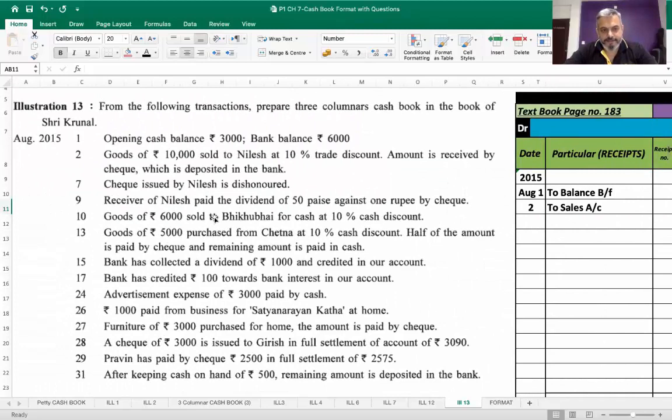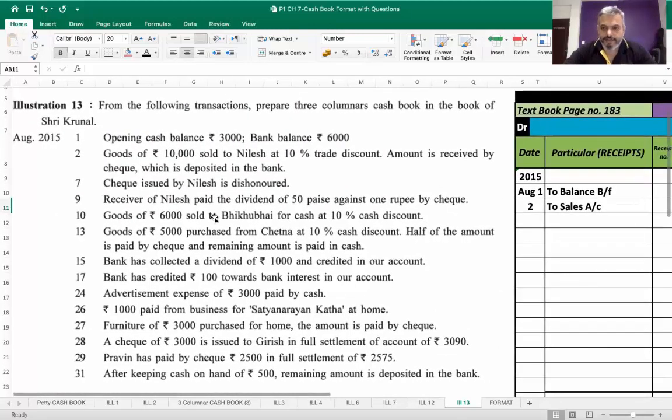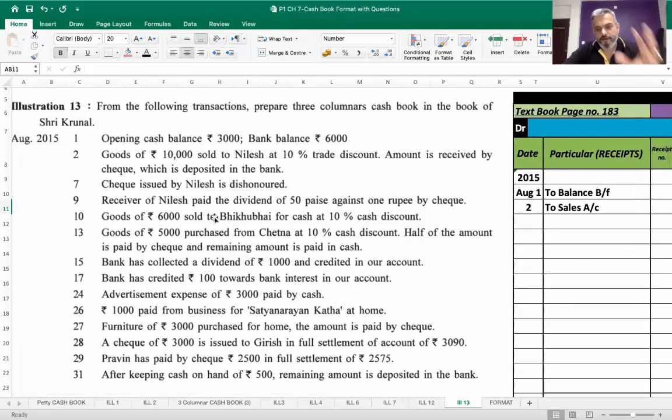Now 9. Now look, Nilesh has become insolvent, because the word receiver comes. So who is a receiver? A receiver is a person appointed by the court who will sell the assets of the insolvent person and pay off the liabilities. Now the receiver of Nilesh paid a dividend of 50 paisa against 1 rupee by cheque. It is generally always by cheque, but here it is also specifically mentioned. So 50 paisa against 1 rupee. We had to take 9,000.